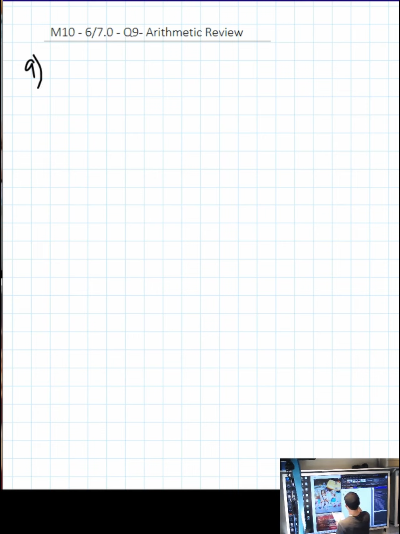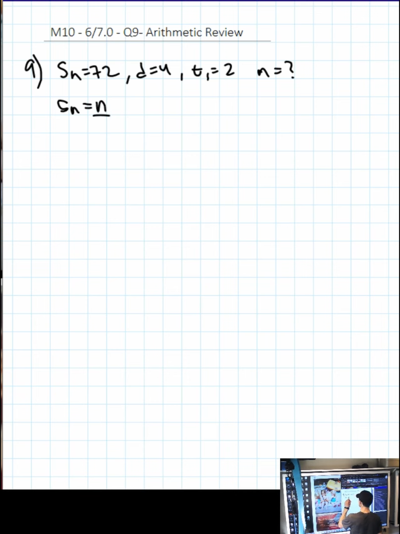Okay, number 9, Sn equals 72, d equals 4, T1 equals 2, n equals question mark. So we have Sn information, so we're going to use the formula without Tn.